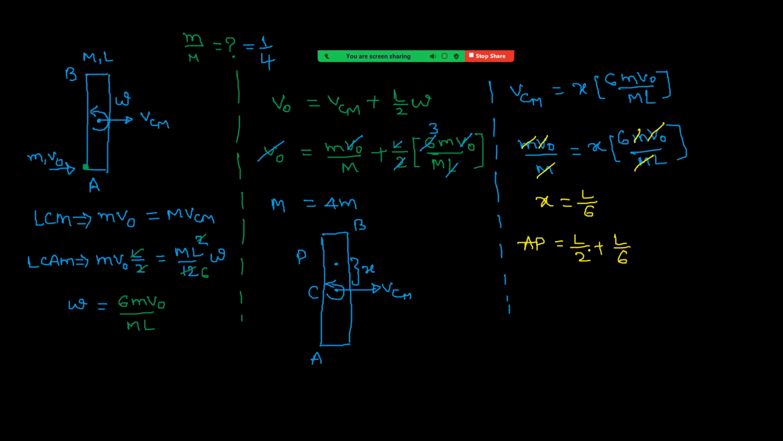Next, see what else. So this simplifies to 2L by 3. Okay. Next question in that. Find the linear speed of the point P after a time given, pi L upon 3 V naught, after the collision. Right? We have to focus carefully for point P.